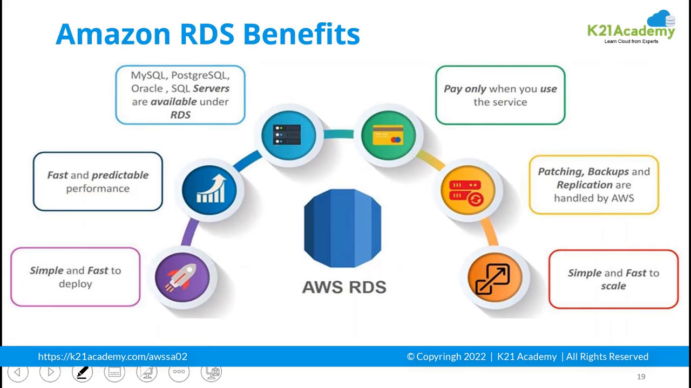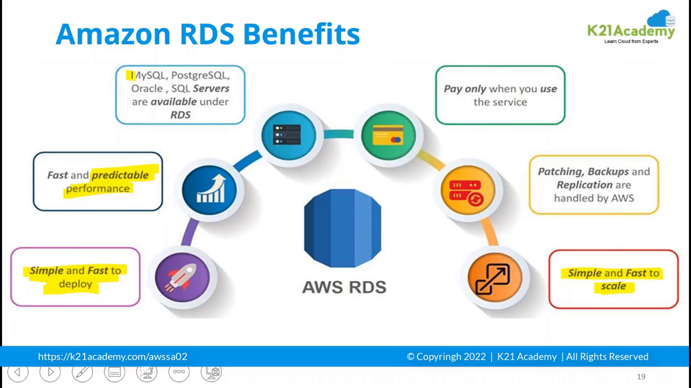This service offered by Amazon is simple, fast, and scalable. I'll show you how simple and fast it is: simple and fast to deploy, and simple and fast to scale. It is a very fast service and has predictable performance, because Amazon has done the configuration and optimization at the back end. It supports all the engines which are commonly available in the market.